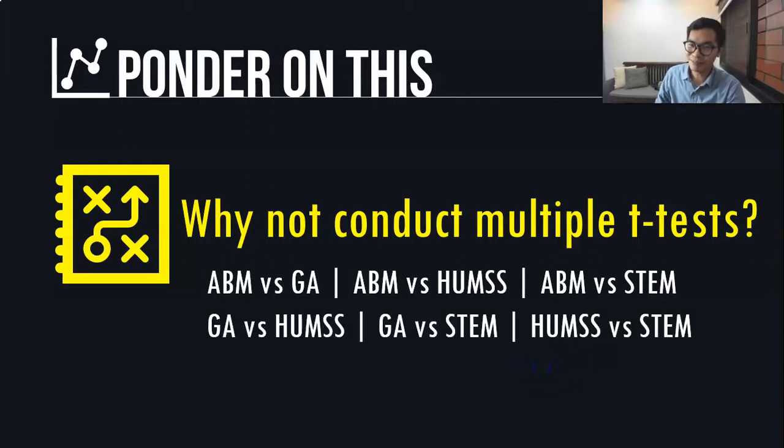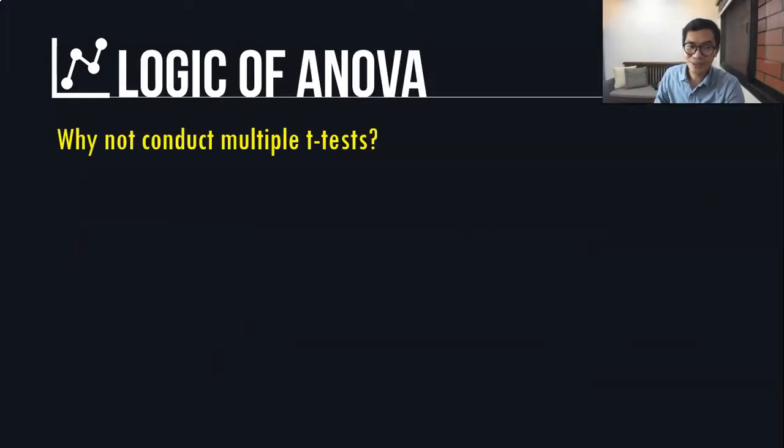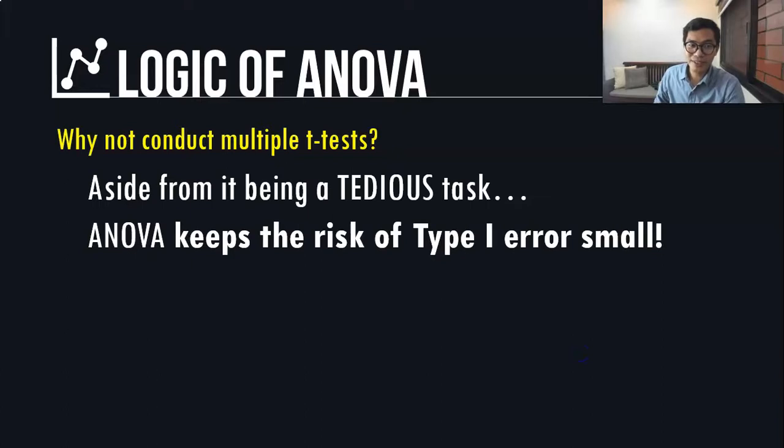So you compare now the mean scores, the number of friends that they have, GA Hume's, GA STEM, Hume STEM. Why not do it that way? So the reason for this one, aside from it being a tedious task, ANOVA, take note, keeps the risk of type 1 error small. So it will make you less prone to committing type 1 error.